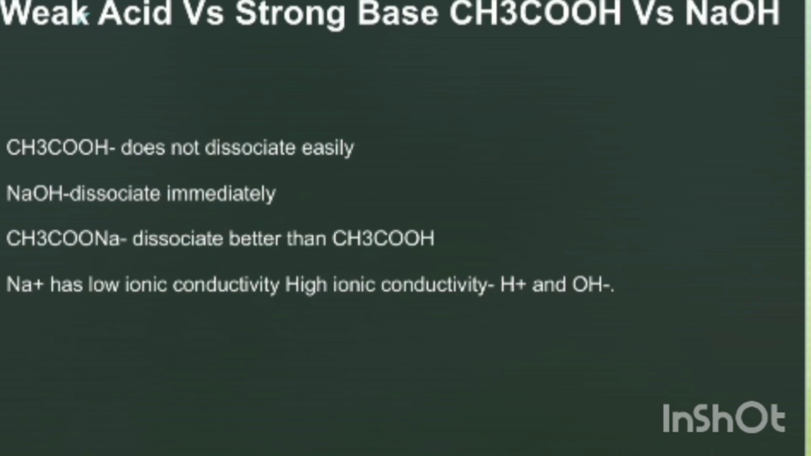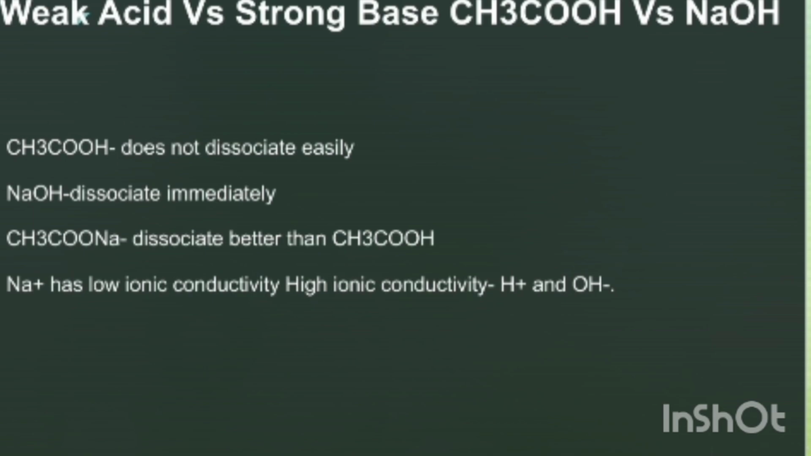We take the case of weak acid versus strong base, that is acetic acid versus sodium hydroxide. Acetic acid is taken as the weak acid and sodium hydroxide as the strong base. Acetic acid is the analyte taken in the beaker, sodium hydroxide is the titrant taken in the burette. We need to understand a few facts before we start the titration. Acetic acid is a weak acid and does not dissociate easily, so we do not represent it as ions, whereas sodium hydroxide is a strong electrolyte which dissociates immediately, so we represent it as Na+ and OH- ions.